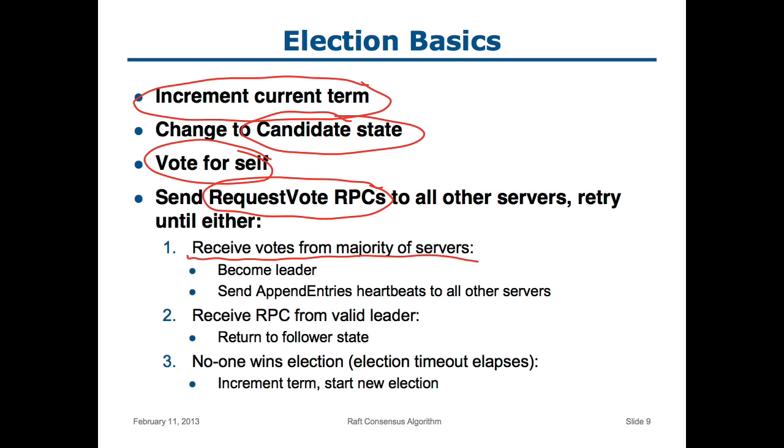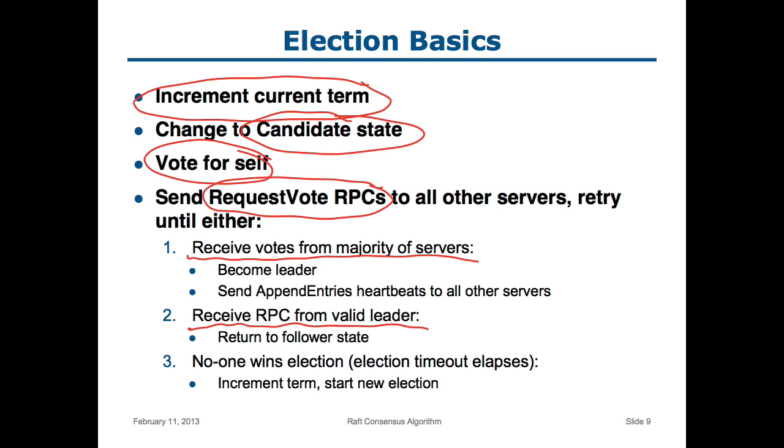The second thing that could happen during an election is that there could be some other candidate also operating at the same time, and perhaps that candidate receives enough votes to become leader, at which point it will send out RPCs. And so if a candidate receives a remote procedure call from a valid leader, then it immediately gives up its attempt to become leader. We call that stepping down, which causes it to return to follower state, become passive, and simply respond to the request from the valid leader.